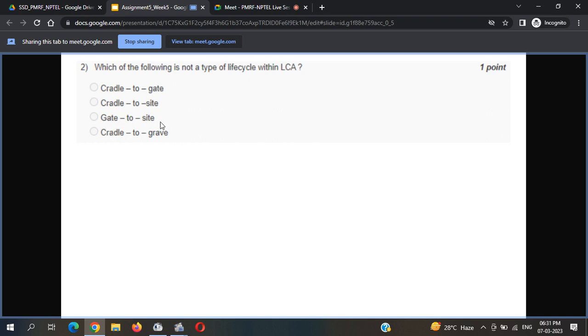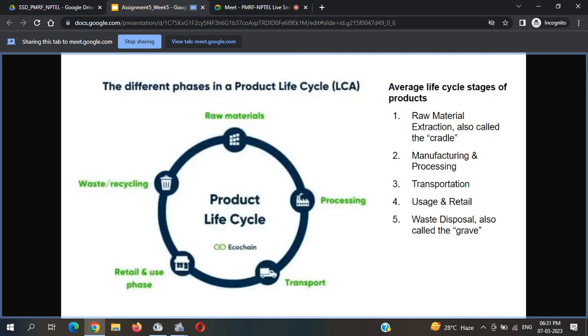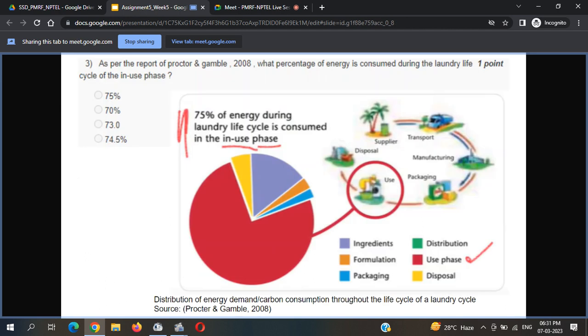So the gate to site is the only one which is not a type of life cycle assessment which we know of. So that is the incorrect one. I hope this question is also clear to you. Moving on to the next one.